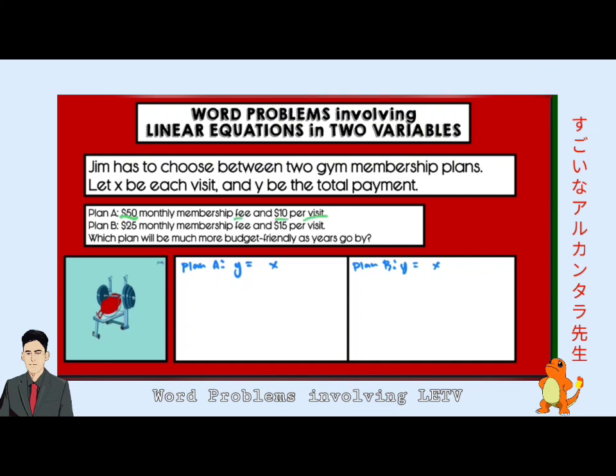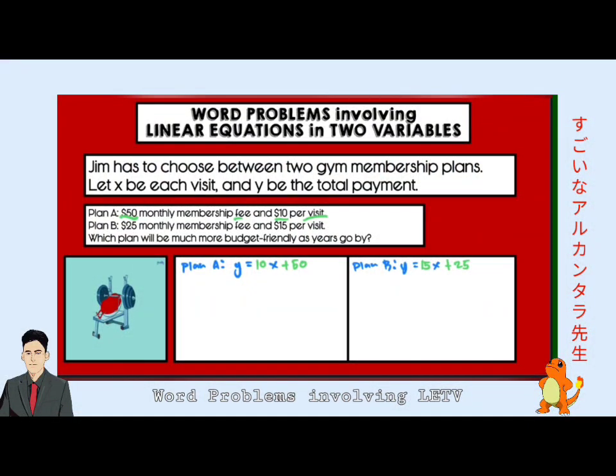So just like earlier, the word per implies that we're going to have that consistently. So what we're going to have here as our slope is the $10 because that's what happens consistently, and we're going to add the fee because that's where we start. Similarly, for plan B, we're going to have 15x because that's the thing that you're supposed to be paying consistently. And similarly, we start with having 25. So the question is simple. Which plan will be much more budget friendly as the years go by?